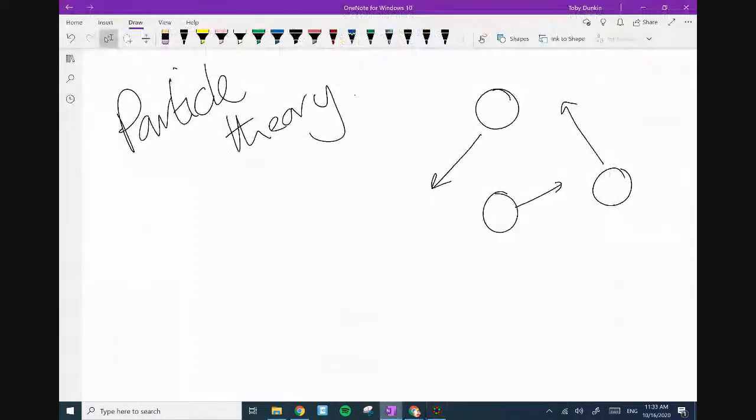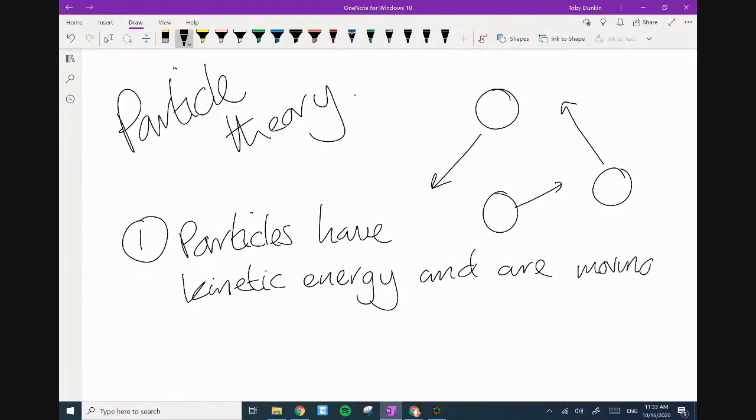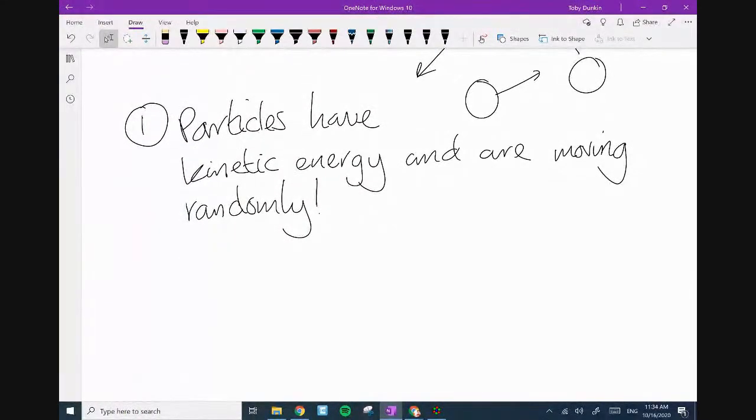So we know, number one, particle theory: particles have kinetic energy and are moving randomly. They're moving randomly. Okay. So particles have kinetic energy and they are moving randomly.